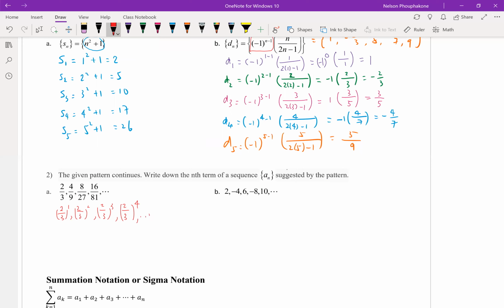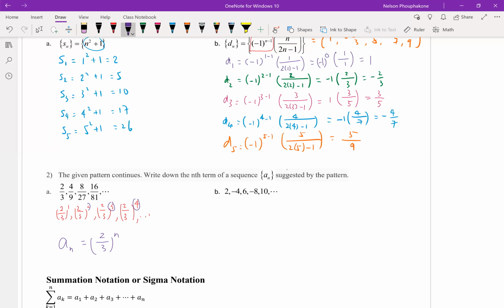Oh, it seems that now I actually have a pattern, and now we can write down the function. a sub n is the first term, second term, third term, fourth term. So it seems that we could have (2/3) to the n. This is the n-th term that we have now. Okay, so now it's your turn. Go ahead and try B now.